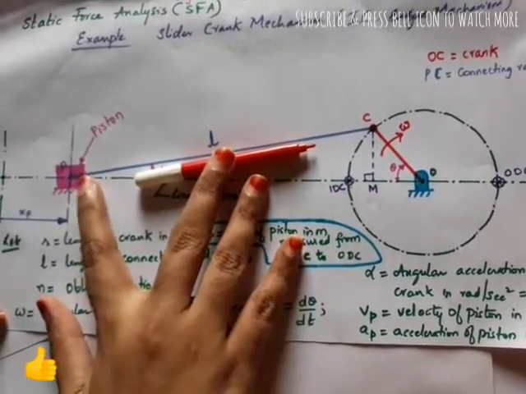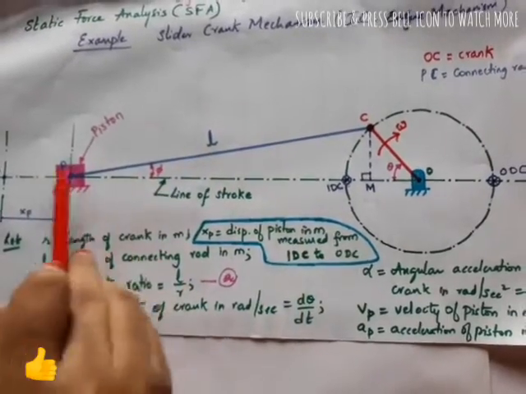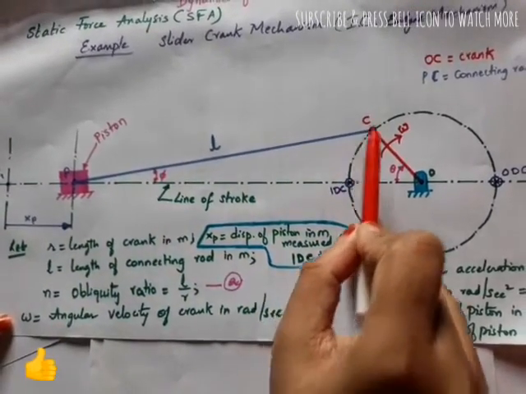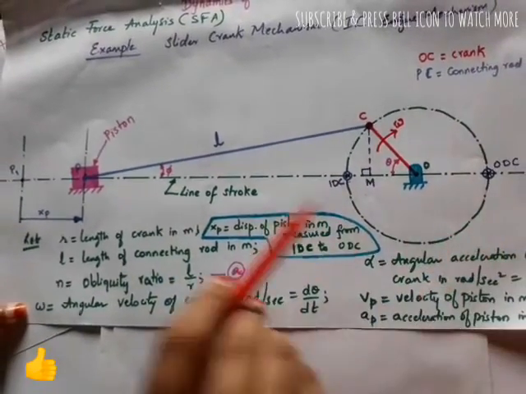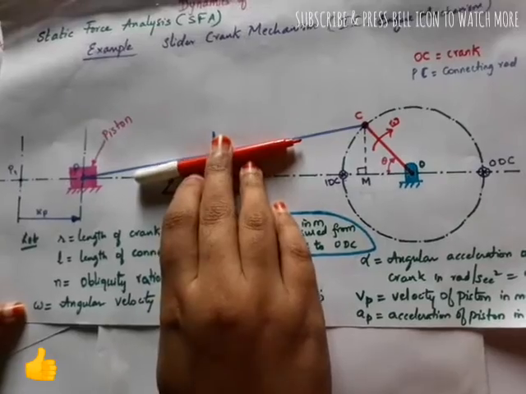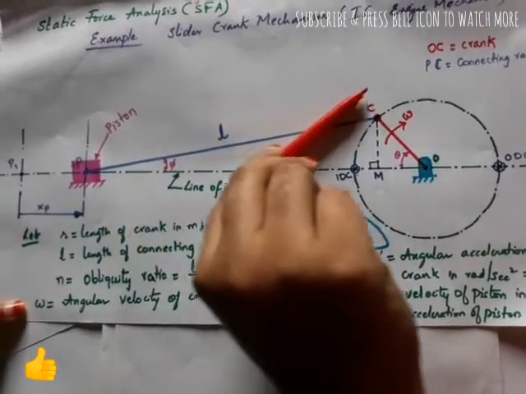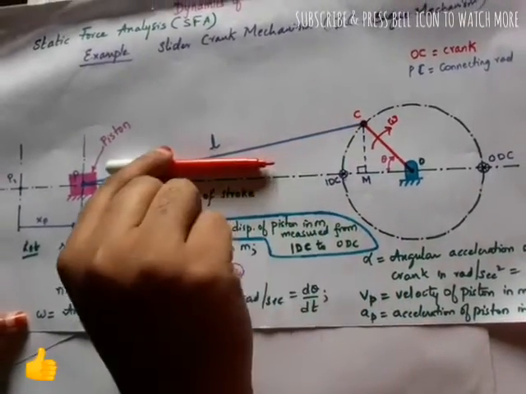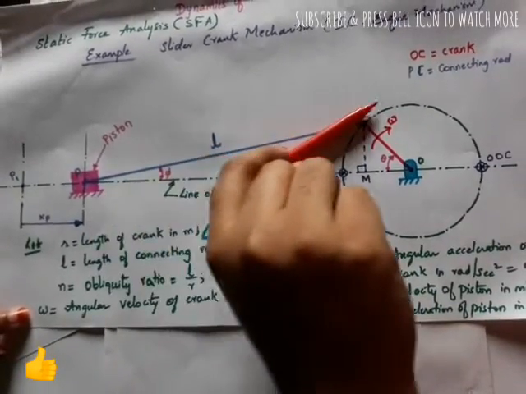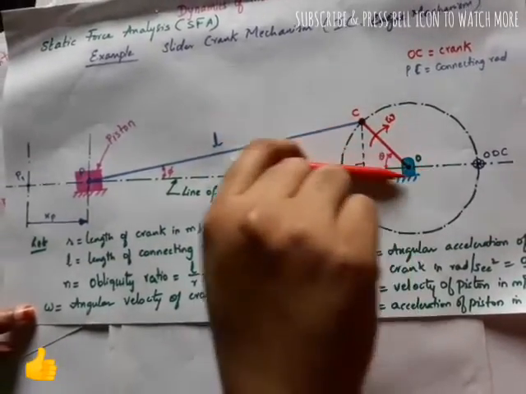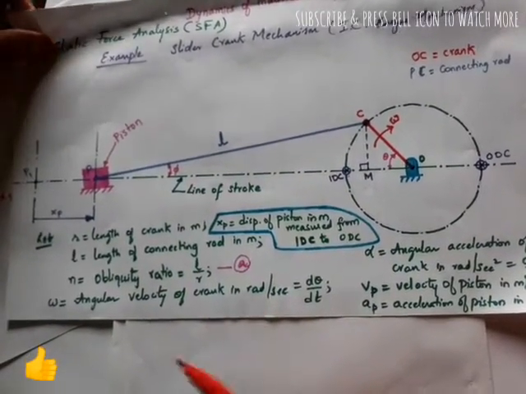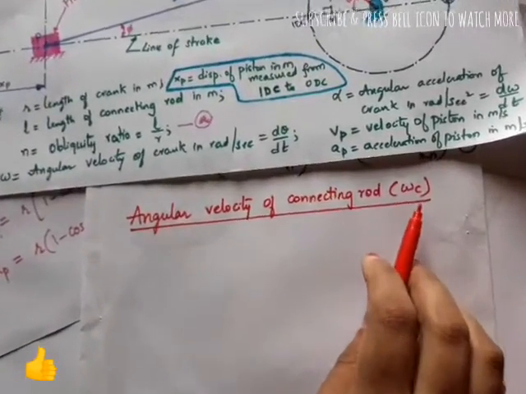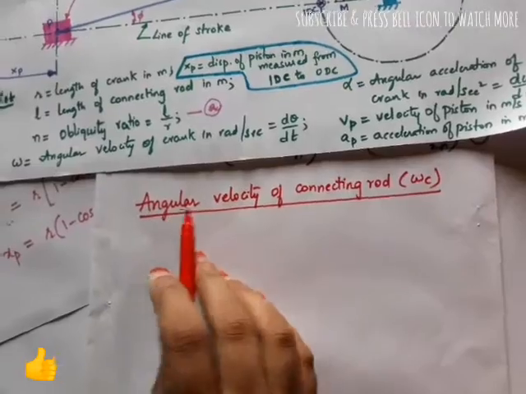At one point, this end is making a linear motion, whereas this point C is moving along a curvilinear or circular path here. So the connecting rod has a motion like this, like how this pen is moving. It is not just a linear motion; there is also a curvilinear motion of it. That's the reason we are taking omega c, considering its angular velocity.